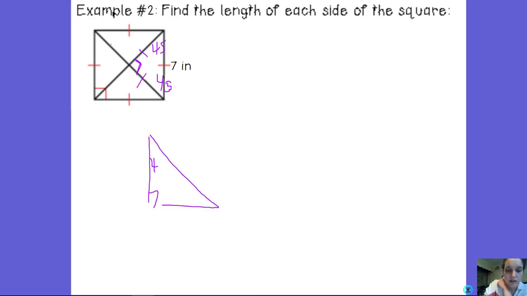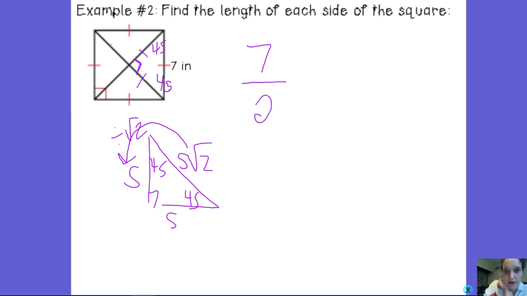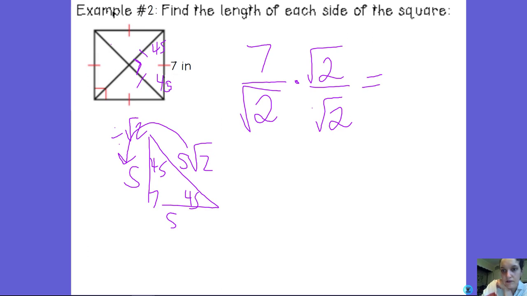So if you're thinking S root 2, if you're going backwards, if you have the hypotenuse and you're trying to get the short side, you're going to divide by root 2. So we're going to take 7, the length of that hypotenuse, and divide it by root 2. Can't leave a square root in my denominator, so I have to rationalize that denominator. I'm going to multiply by my fancy 1, root 2 over root 2. And then I'll have 7 root 2 over 2.